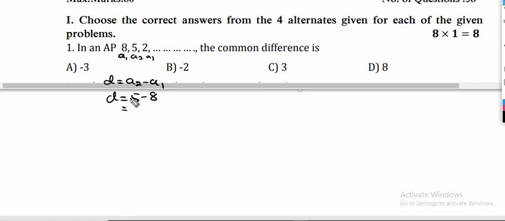Here for 5 it is a plus symbol, for 8 it is a minus symbol. We have to subtract this one. 8 minus 5 gives you 3. The minus symbol is added because the greater number has the minus symbol, so it is minus 3. Therefore d is equal to minus 3. Option A is the correct answer. So then we move on to the next one.